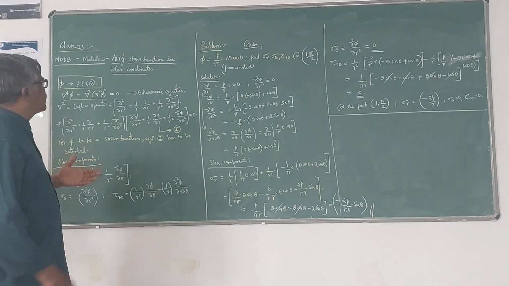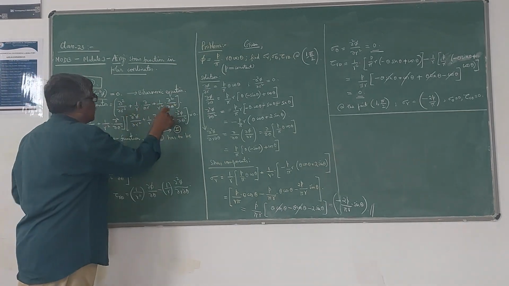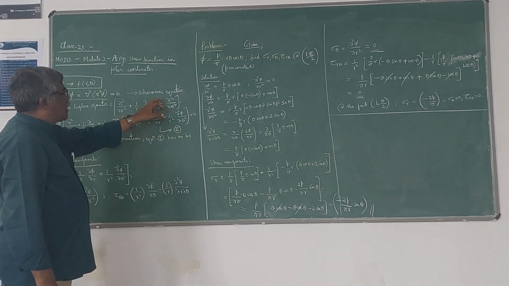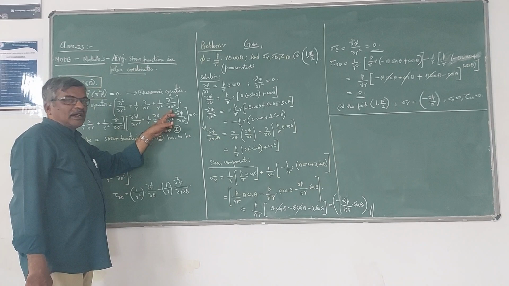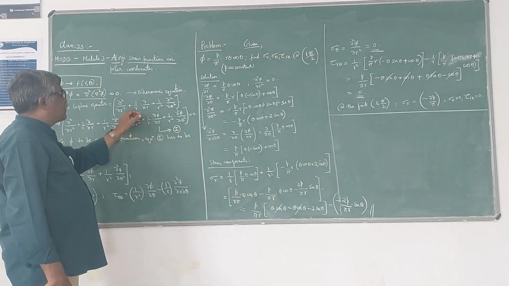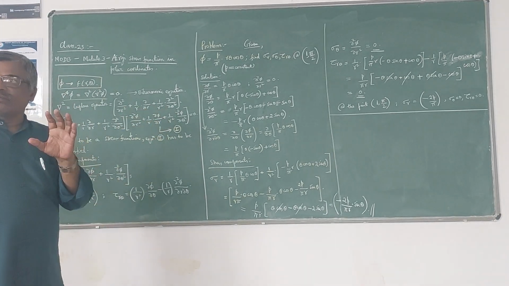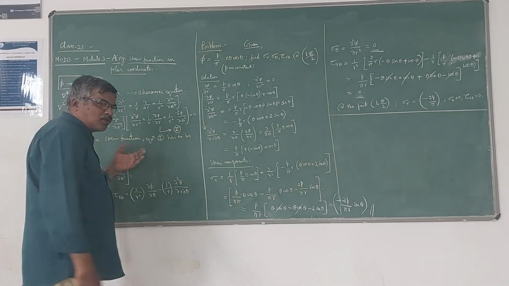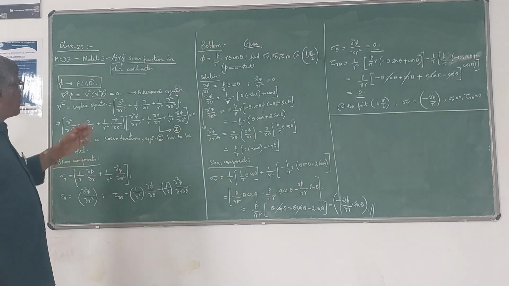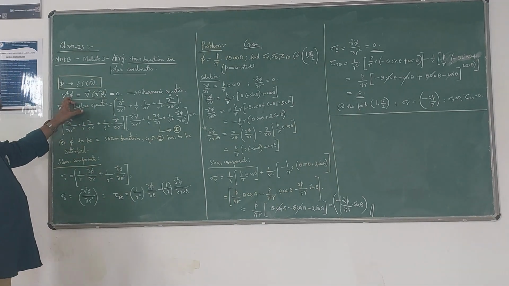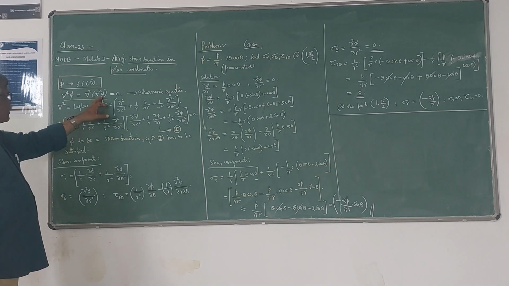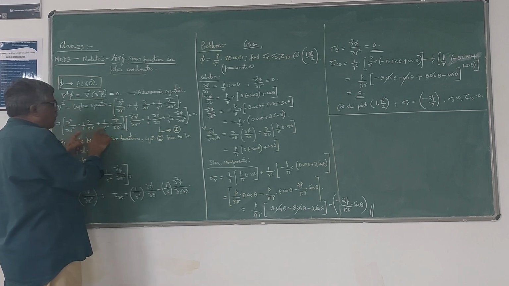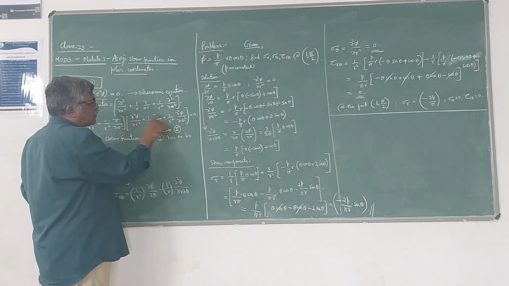In polar coordinates, the Laplace operator is denoted like this: dou square by dou r square plus 1 by r into dou by dou r plus 1 by r square into dou square by dou theta square. So there are three terms here, whereas in Cartesian coordinates, del square is nothing but dou square by dou x square plus dou square by dou y square. But del power 4 is del square of del square phi. That means the same operator is applied to del square phi, and that should be 0.